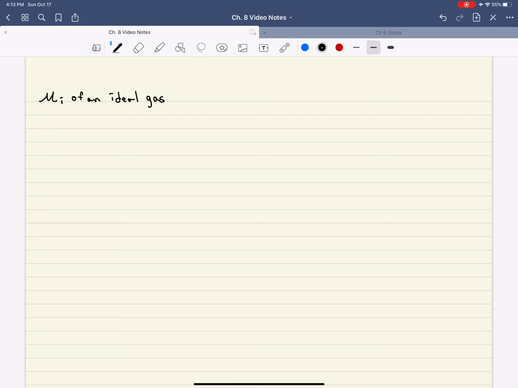Now that we've derived a functional form for the Gibbs energy of an ideal gas mixture, we can then calculate the chemical potential of that ideal gas mixture, because we know by definition it's just the partial derivative of the Gibbs energy with respect to the moles of one of the molar species. So let's plug in the equation we derived in the previous video.